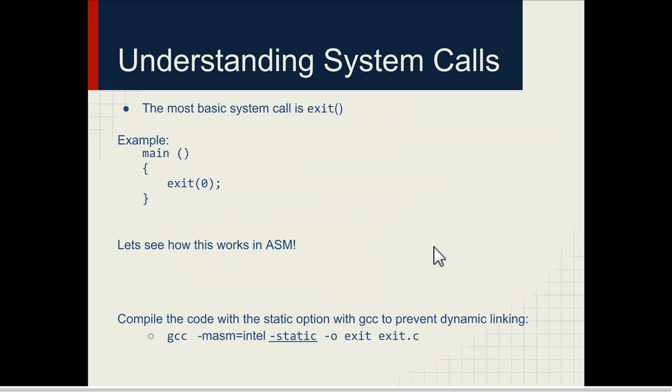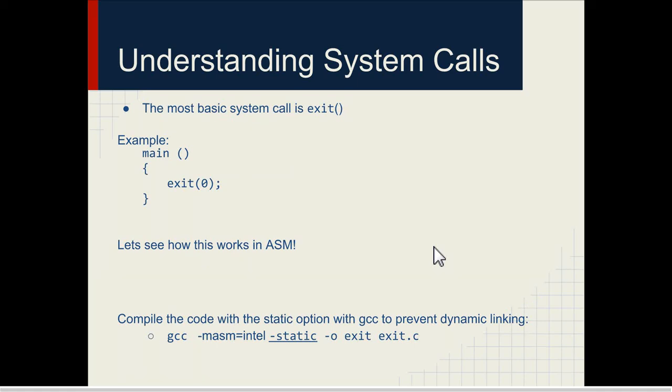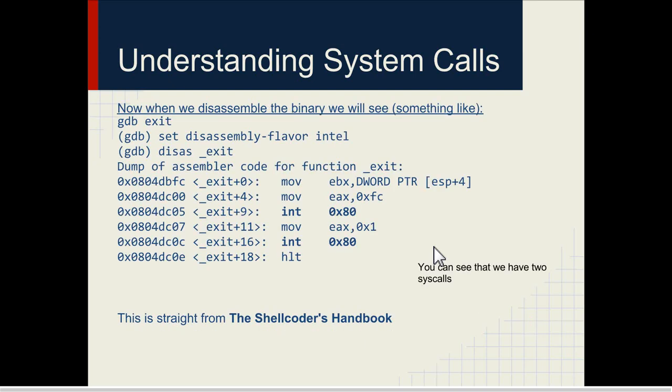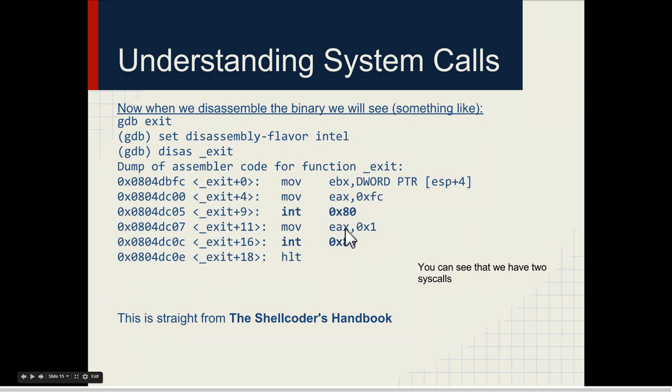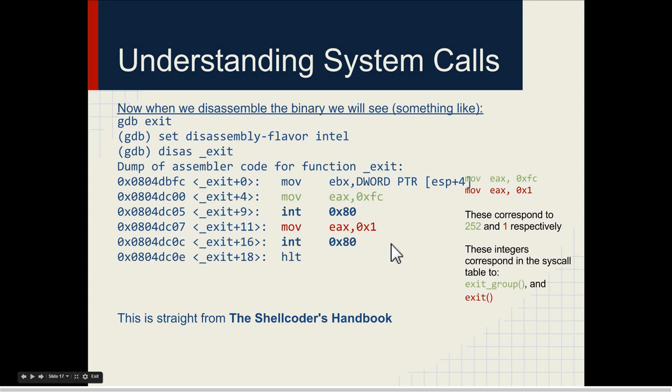So the most basic system call is exit, and we have this code. It's just main and it just calls exit. Nothing fancy. We're going to compile it with the following GCC command and statically compile it so we can look at it. Now when we compile it and look at it with GDB, using Intel assembly notation, we can see it's pretty simple. For handling the system calls, at the int 0x80 here, we can see that it's moving things into EAX before each one. These numbers correspond to the system call in the system call table. And this one is passing a parameter into EBX. Anyone have any questions on that?